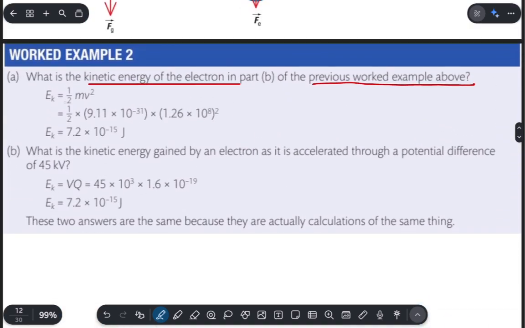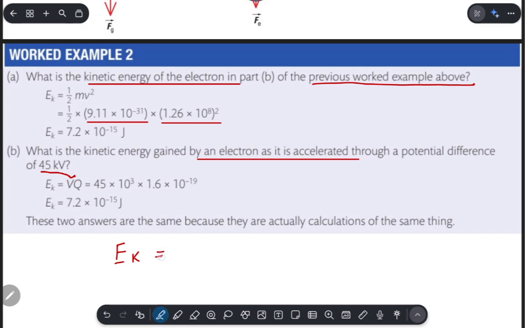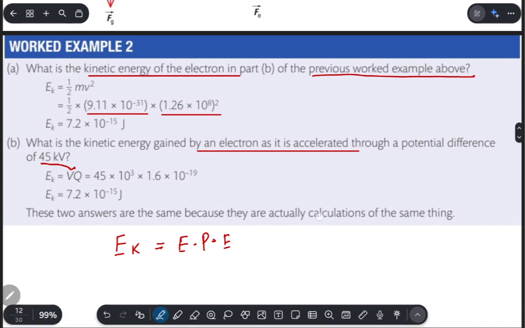Our part is this: the kinetic energy is 1 by 2 mv square. The mass of the electron is given and you are given the speed, so you multiply and get the kinetic energy. Part B: what is the kinetic energy gained by the electron accelerated through a potential difference of 45 kilovolts? Now in this case you will modify that equation. The gain in kinetic energy is equal to the loss in electrical potential energy.